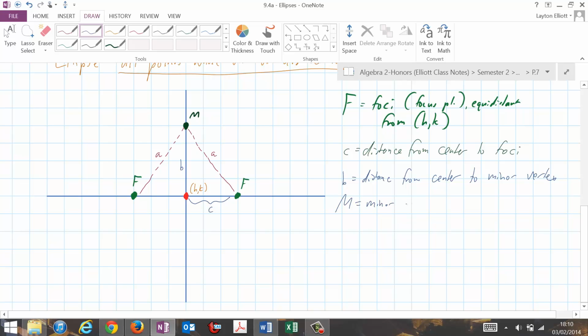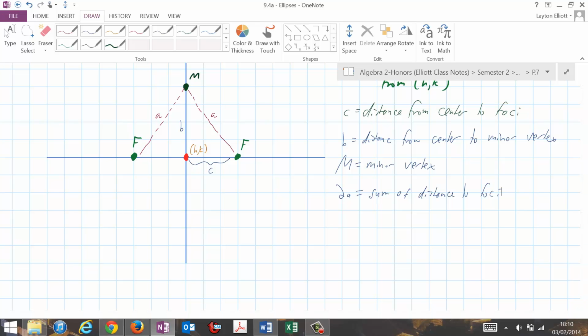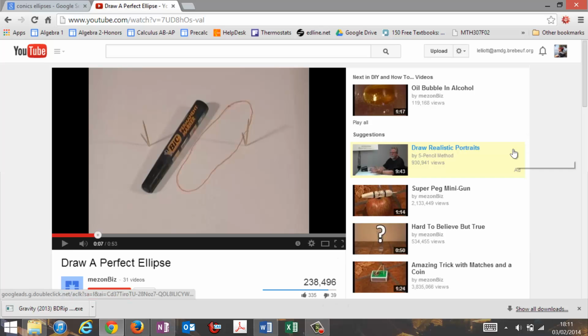So stay with me here for a second. This M is the same distance from each foci, and my 2A is the sum of the distances to the foci. Well, an interesting thing happens, and I'm going to show this to you here in a second. I'm going to show you a quick YouTube video here, so bear with me for a second.